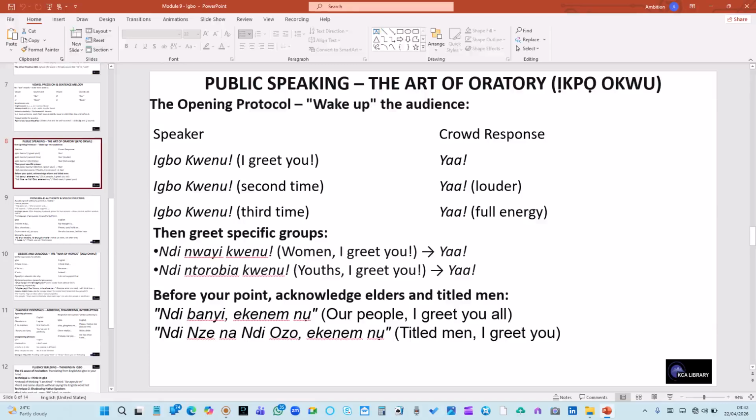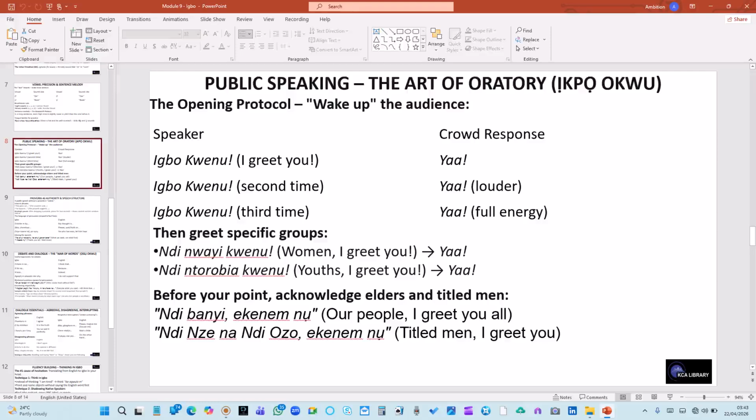Igbo kwenu, you will now say it a second time, Igbo kwezuonu. The crowd will respond, yeah, with a louder voice. Now you say it for the third time, Igbo kwenu. Then the people will respond, yeah, with full energy. Then greet specific groups. Ndị nwanyị kwenu, which means women, I greet you.